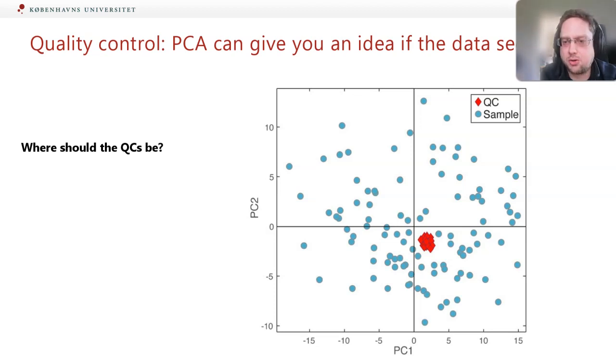You should also check that your batches are randomly distributed and that there are no trends related to the analysis order in your PCA plot. If all that checks out, you should now be able to move forward to your data analysis.